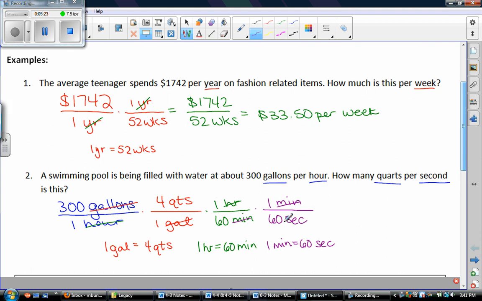Quarts over seconds. So we'll go ahead and multiply straight across the top. We have 300 times 4, and our units are quarts. So that's 1,200 quarts. And in the denominator, we have 60 times 60, and our units are seconds. So that's 3,600 seconds. And if we go ahead and divide this, this is approximately 0.33 quarts per second.